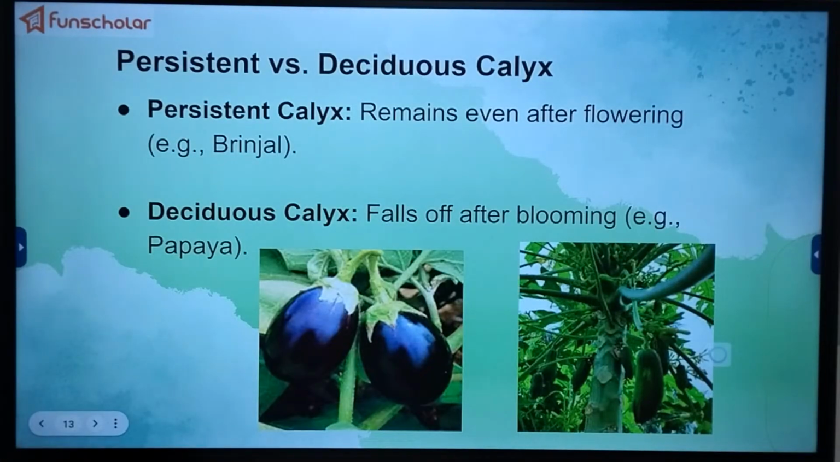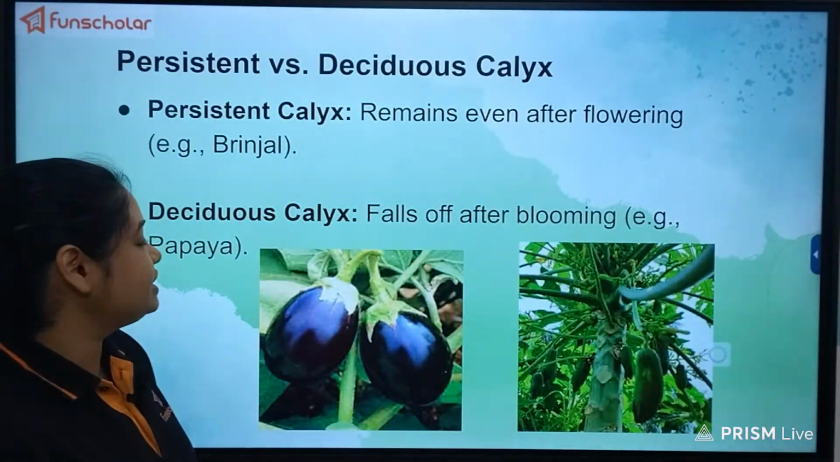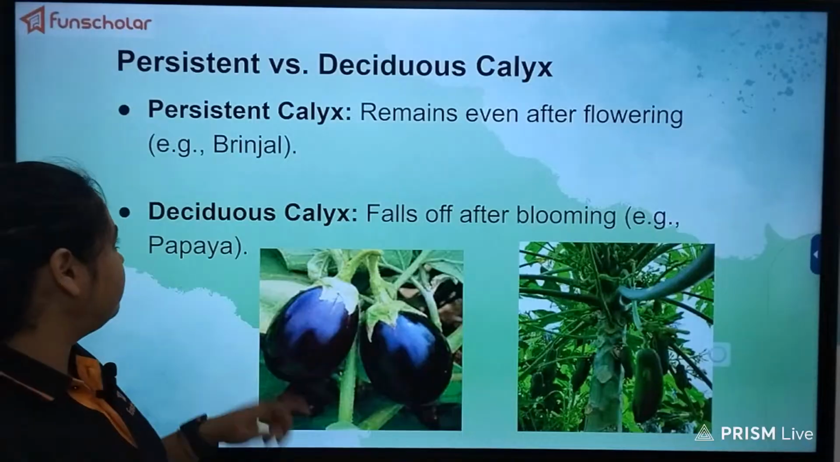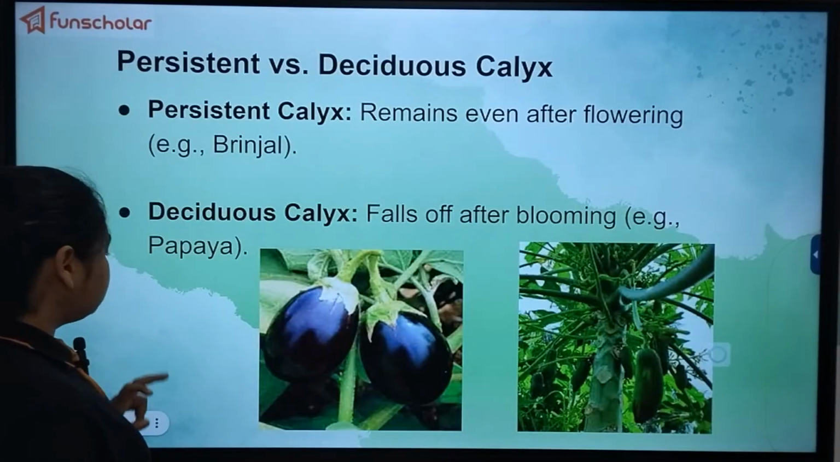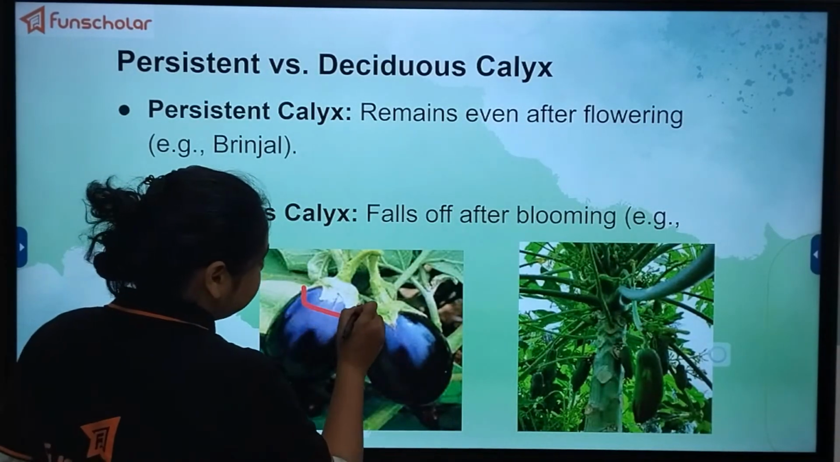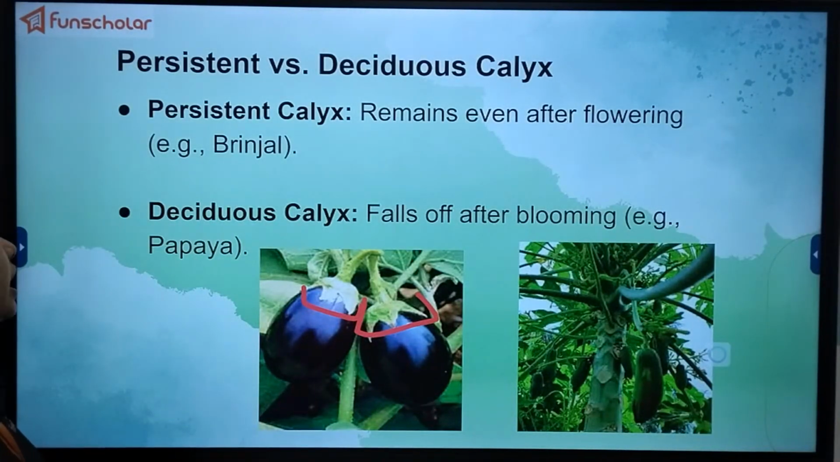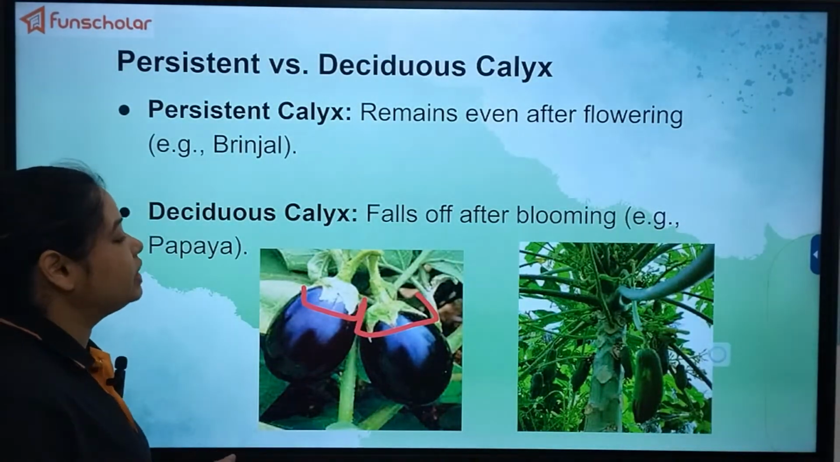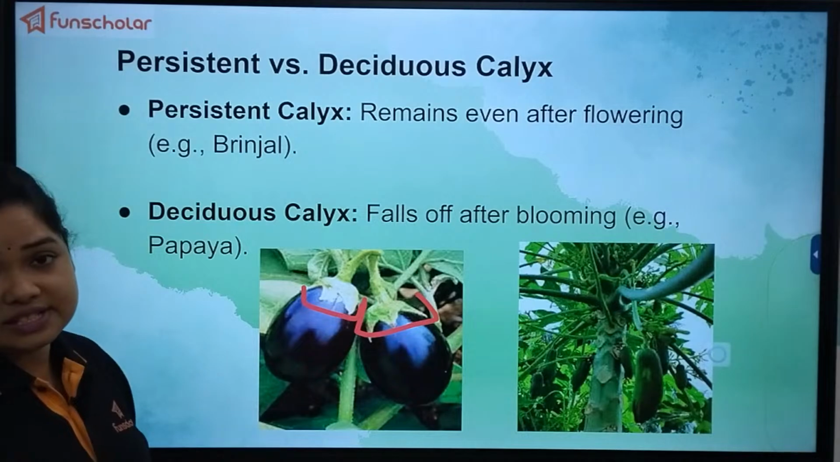Now coming to the next category of calyx, that is persistent and deciduous calyx. In the case of persistent calyx, as the name suggests, persistent means which remains constant. So it remains even after flowering. Example, brinjal, as you can see in the picture. In brinjal, the sepals remain attached to the fruit even after the fertilization process is over and the function of the calyx is over. That is why it is known as persistent calyx.